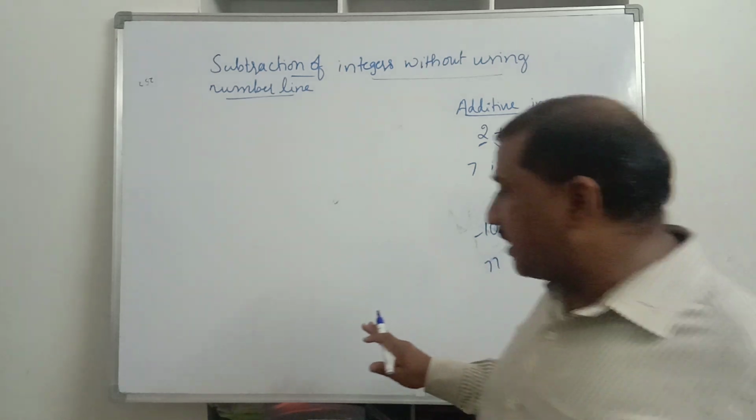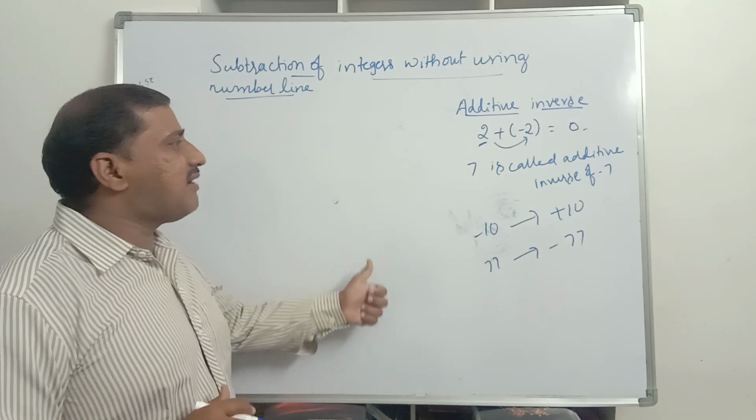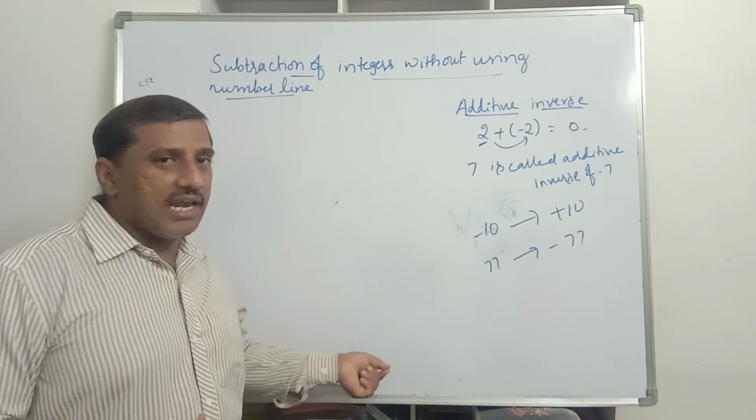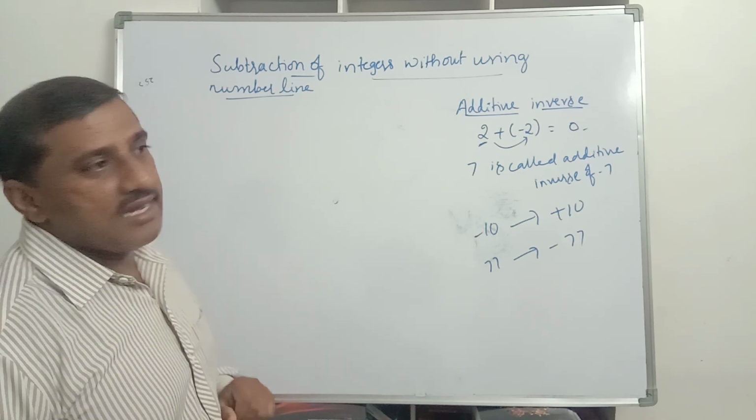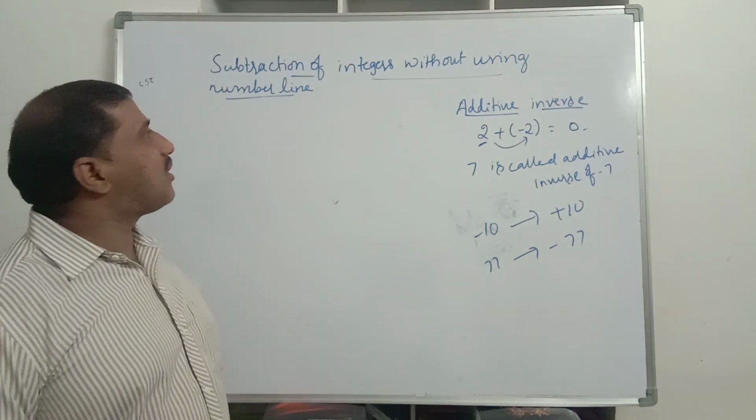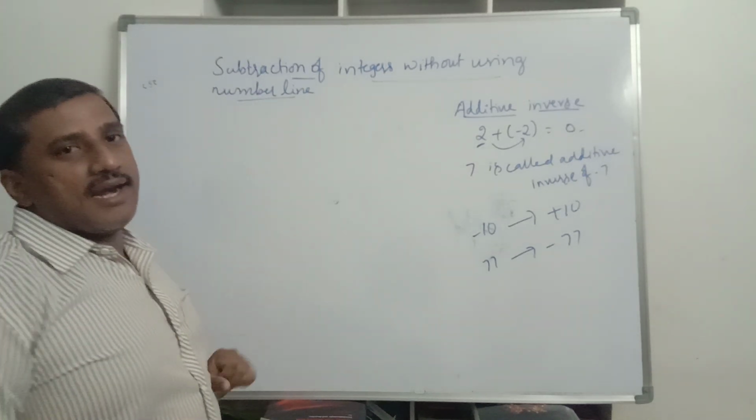For a positive number, we get the additive inverse as a negative integer. For a negative integer, we get the additive inverse as a positive integer. That is, the additive inverse of 3 is minus 3. The additive inverse of minus 10 is plus 10. So that concept we use here in the subtraction of integers without using the number line.